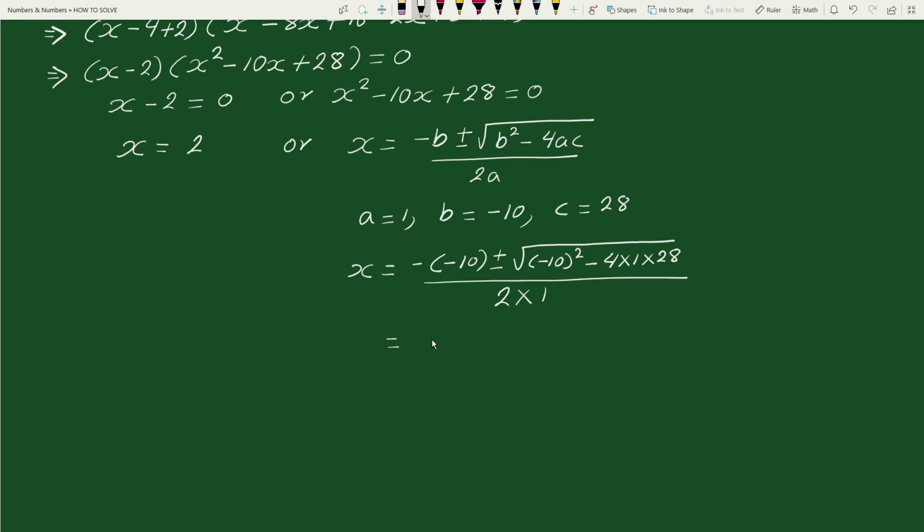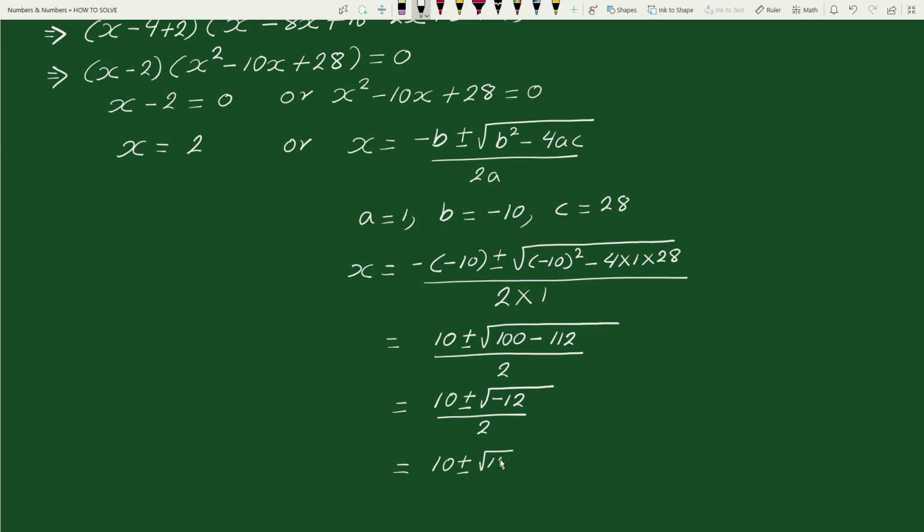This equals (10 ± √(100 − 112)) / 2, since (−10)² is 100 and 4 times 1 times 28 is 112. This equals (10 ± √(−12)) / 2. √(−12) can be written as √12 times √(−1), over 2.